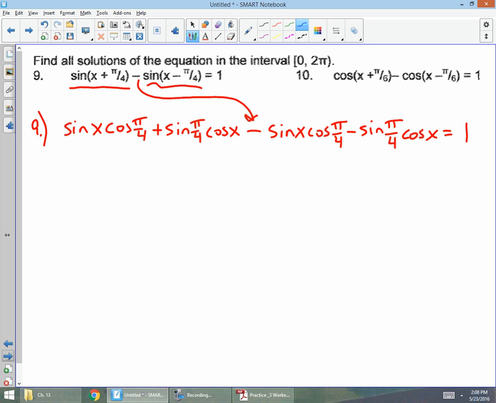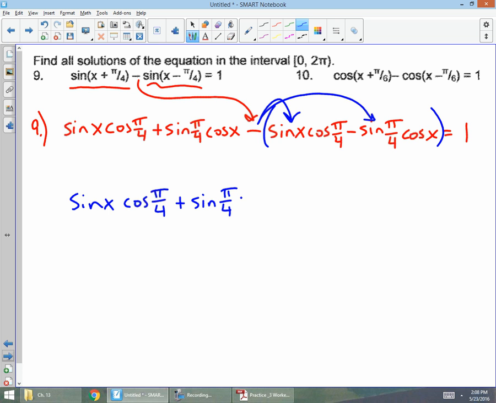So it looks pretty intimidating, but I want to add one more thing here. Now technically, it was subtracting this whole thing. That's what it was subtracting, so I think it's worth putting the parentheses in to keep that organized. Now, a couple of things that students like to do, they like to distribute the negative to both parts. So we end up with the sine of x cosine of pi over 4 plus the sine of pi over 4 cosine of x minus the sine of x cosine of pi over 4 plus the sine of pi over 4 cosine of x equals 1.